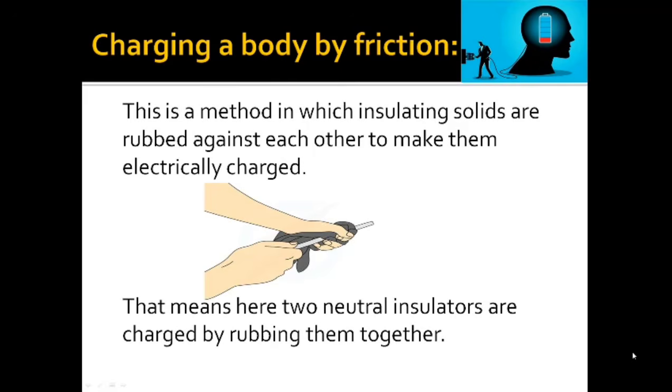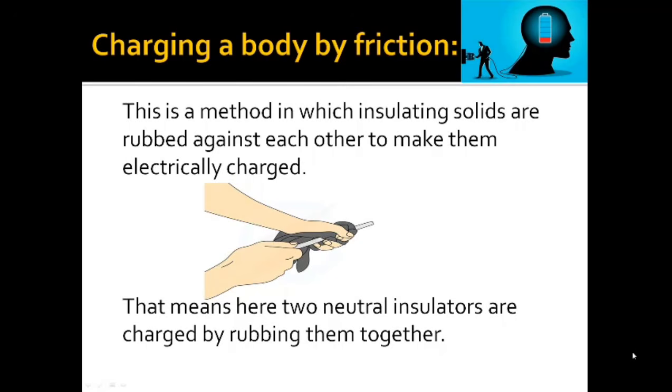Charging a body by friction. In this pattern of charging a body, two neutral bodies are brought together and rubbed on each other to make them electrically charged. And how does this happen? When one body is rubbing on the other, one of these bodies rubs off electrons from the other one. Remember, initially they were neutral. Each of them was neutral.